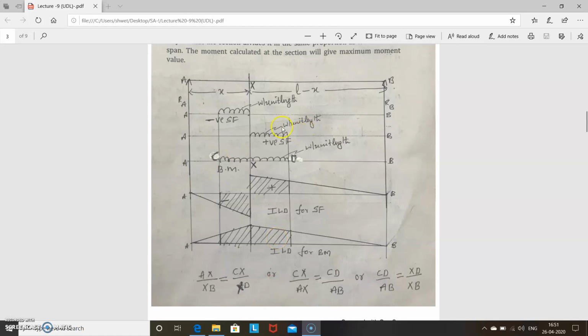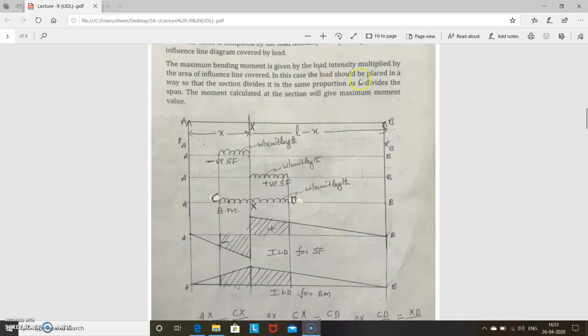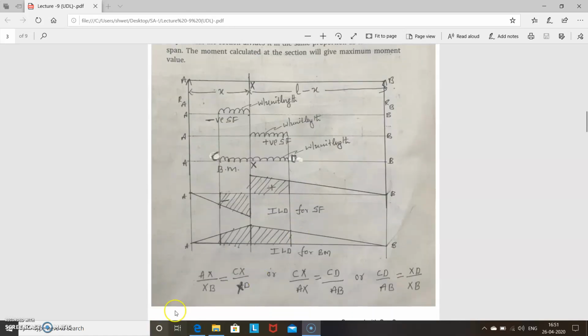Okay, in the UDL longer than the span and UDL shorter than the span, positive and negative shear force are the same, but the only difference is in the bending moment. What you have to think is, you have to assume that the load should be placed in such a way that the section divides it in the same proportion as it divides the span. So remember this, then you can solve the problem. And any one of these formulas you remember, so you can find this distance.